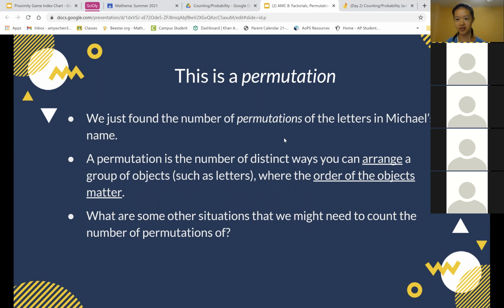Do you have some other examples of situations where you need to order something? How about ordering a closet?